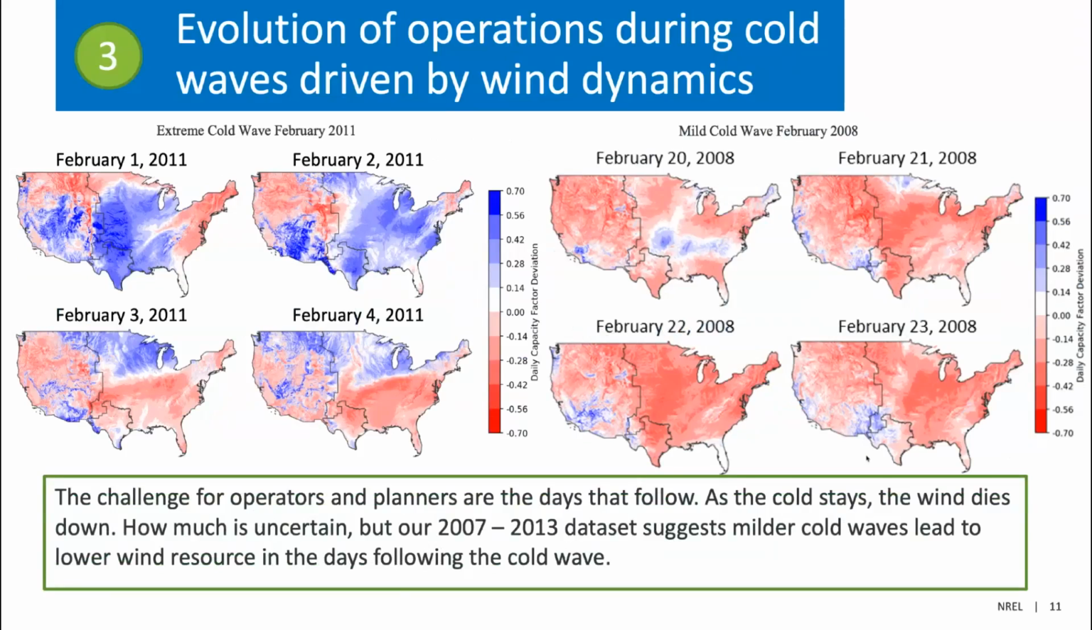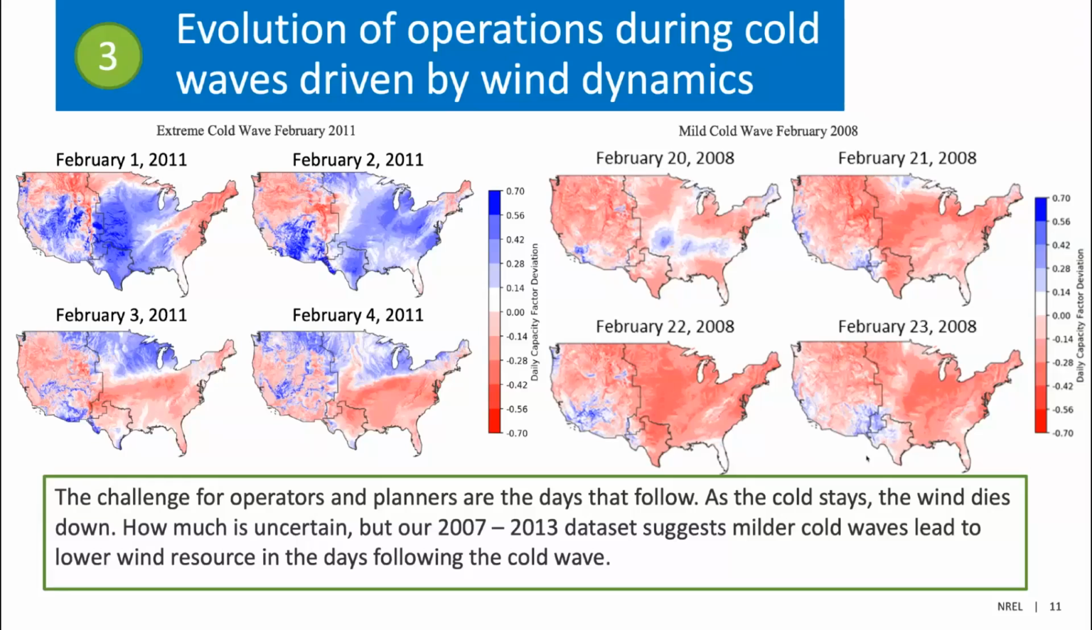As the cold stays, typically the wind will die down as that front moves through, but what's uncertain is how much it will die down. I'm comparing 2 different cold waves on the left and right here. No, these are not electoral college maps, but these are the wind resource relative to normal. So blue would be higher than normal and red would be lower than normal. On the left-hand side is our extreme cold wave, record cold temperatures throughout the Eastern and Texas interconnections. And as that cold wave leaves on the 2nd and 3rd, we see that there's areas of low wind resource, but other areas where it's actually stayed quite high.